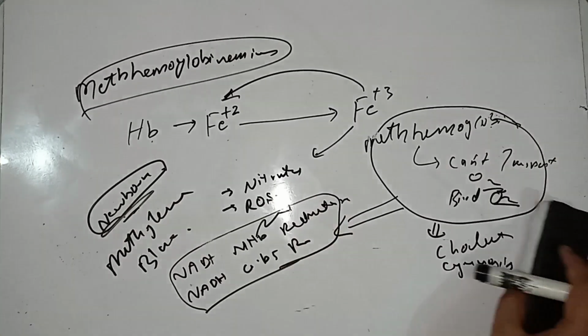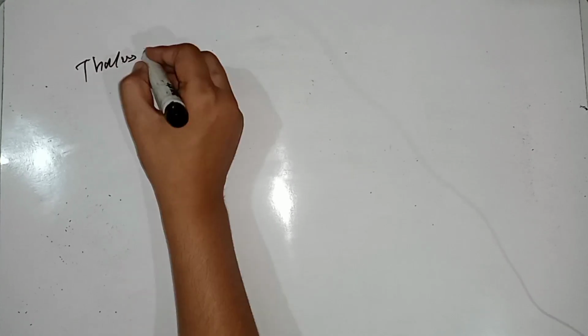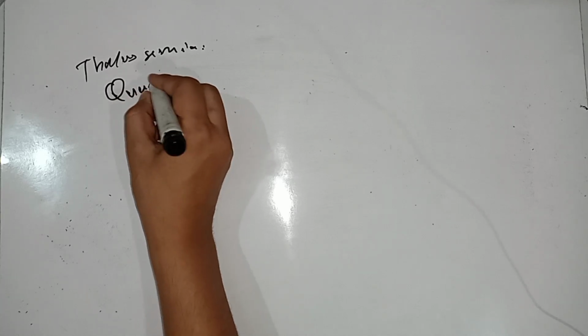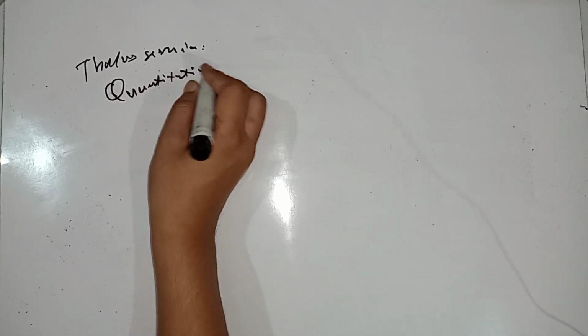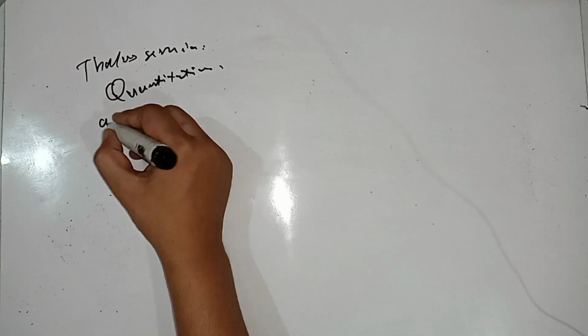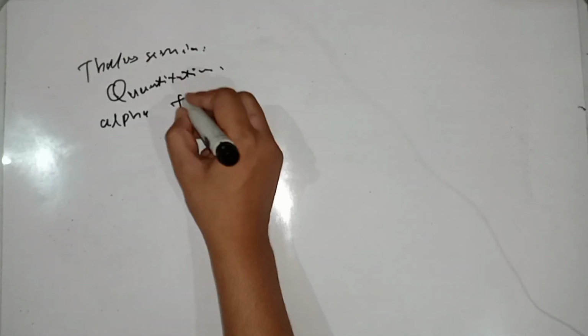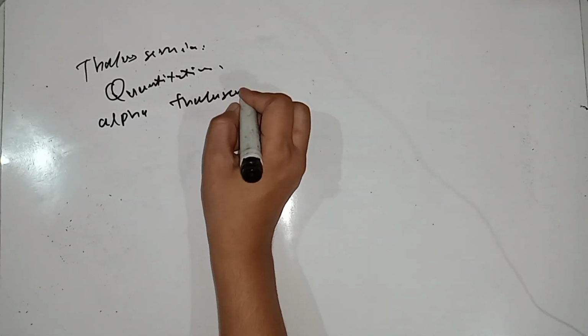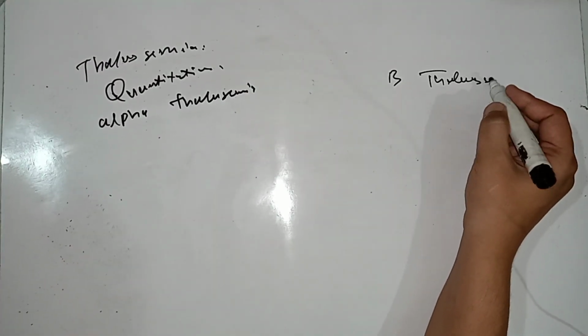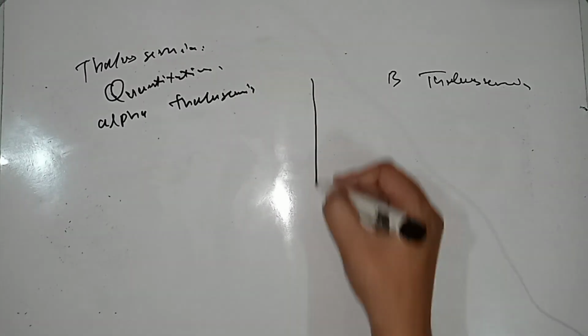So next we come towards another hemoglobinopathy, which is thalassemia. We previously discussed that thalassemia is basically a quantitative disorder in which there is reduced quantity of globin chains, of alpha and beta variant. So thalassemia is also of alpha and beta variant. There can be alpha thalassemia, or there can be beta thalassemia, depending upon which globin chains are defective.